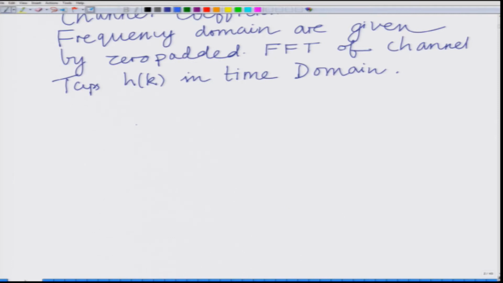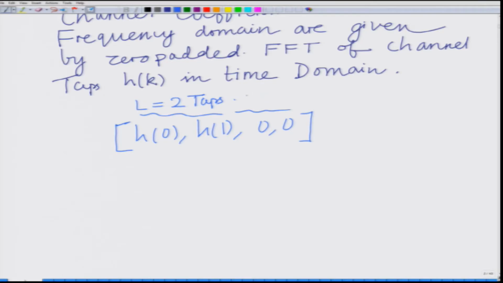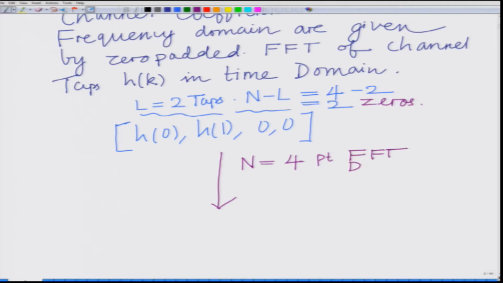So, that can be demonstrated as follows, that is the L channel taps, I pad them. So, these are my L equal to 2 channel taps, these are the N minus L, basically 4 minus 2, N equal to 4, L equal to 2, equal to 2 zeros. So, you pad them with N minus L zeros, and this is also something that we have seen before, to get an N equal to 4 point sequence. Now, take your N equal to 4 point FFT, or basically your DFT, where DFT basically stands for the discrete Fourier transform.